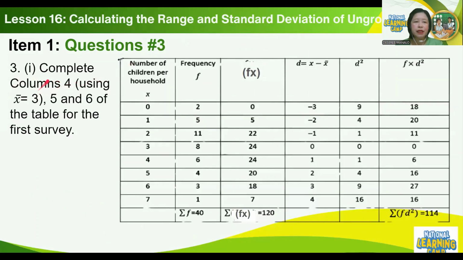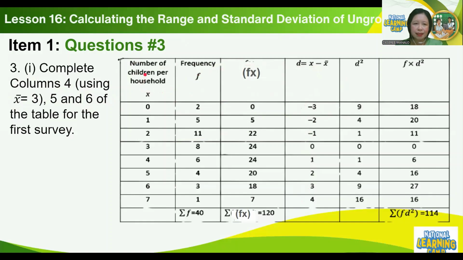For question number 3, complete column 4, using D is equal to X minus mean. Use the mean of 3 and complete columns 5 and 6 of the table for the first survey. How did we get these values in the column of D is equal to X minus mean?